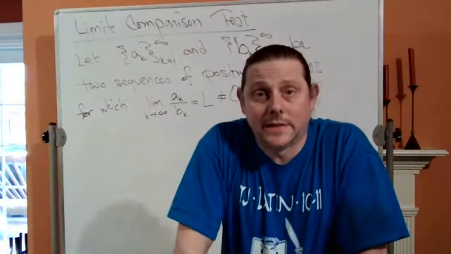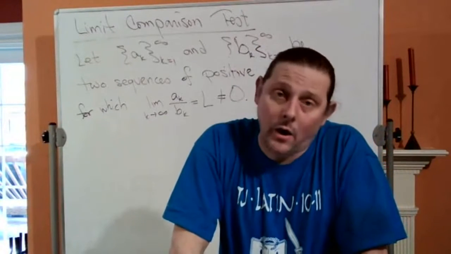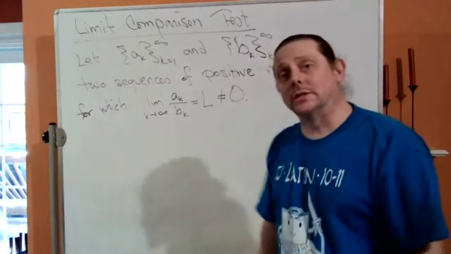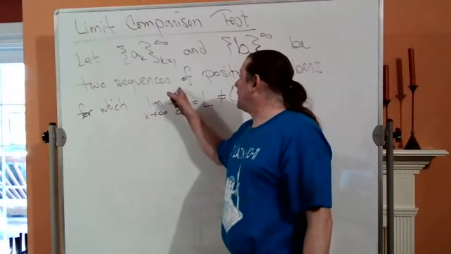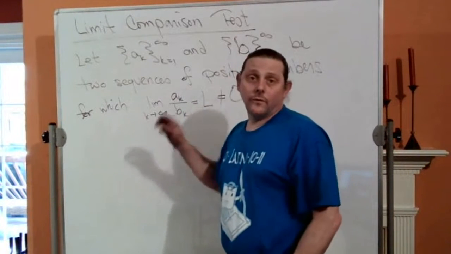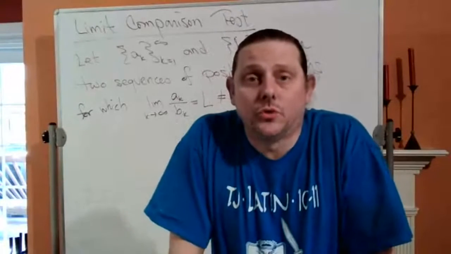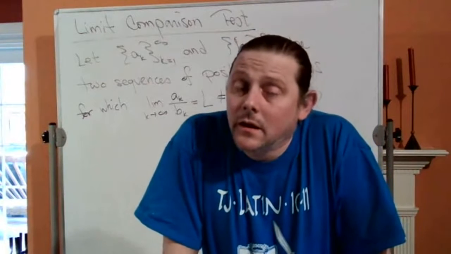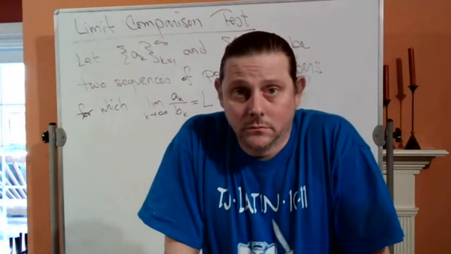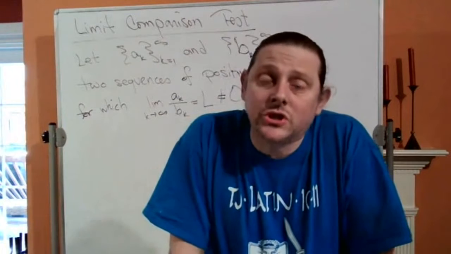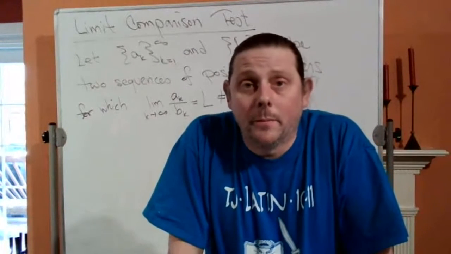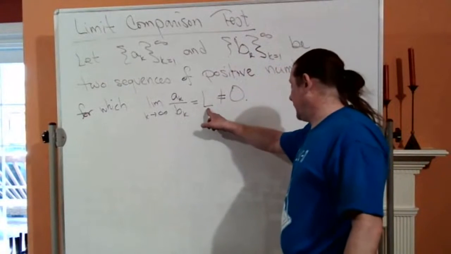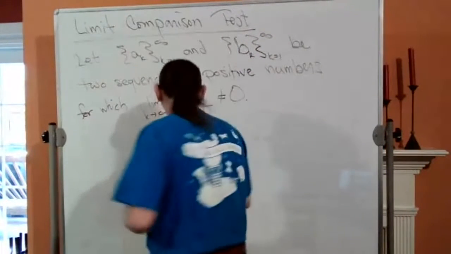The limit comparison test, rather than doing a direct comparison between A and B, simply asks us to consider the limit of the ratio of the two summands, the two things that we're going to sum. If that limit exists and does not equal 0, then we can make a very strong statement about the relationship between the two series. All right, so we're going to assume that this limit is L.